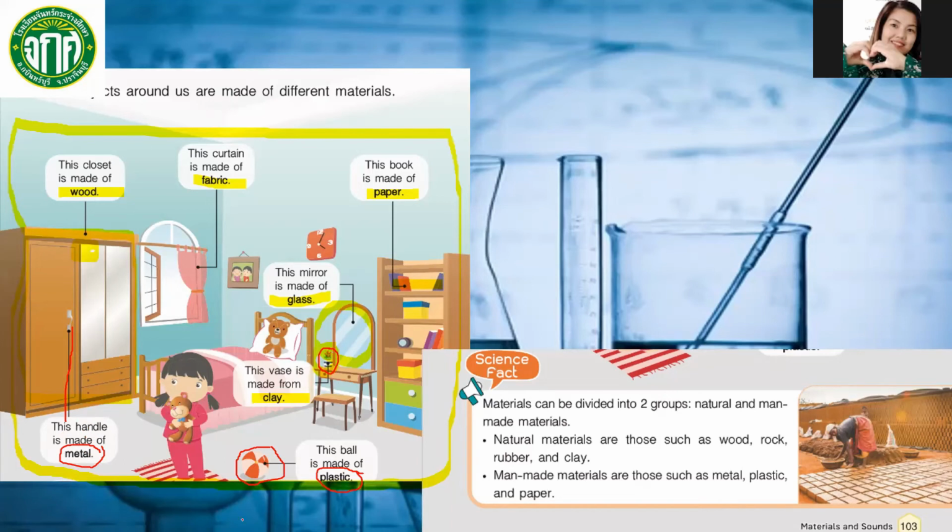So we have here an additional science fact. Materials can be divided into two groups: natural and man-made materials. Natural materials are those such as wood, rock, rubber, and clay. Next, man-made materials are those such as metal, plastic, and paper. Man-made are the things made by humans, while natural materials are from nature.